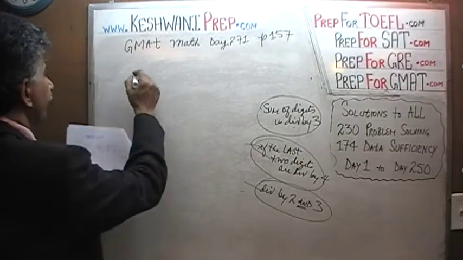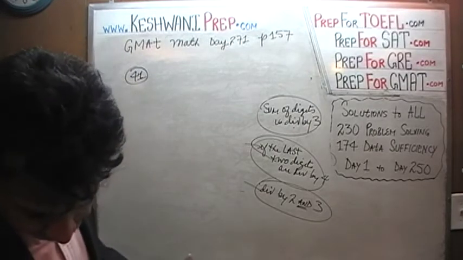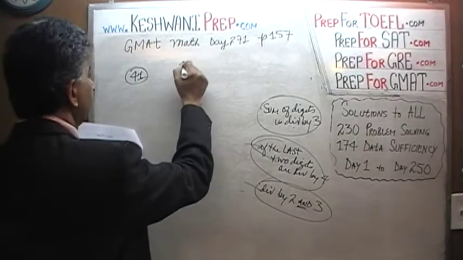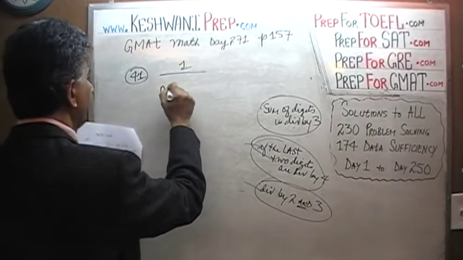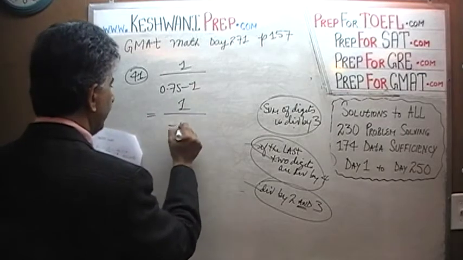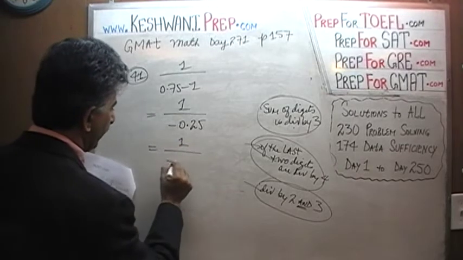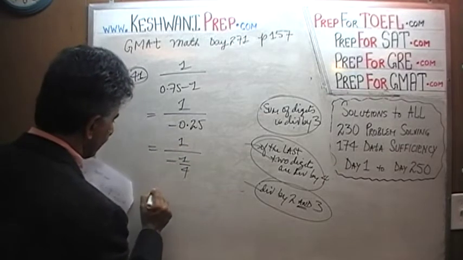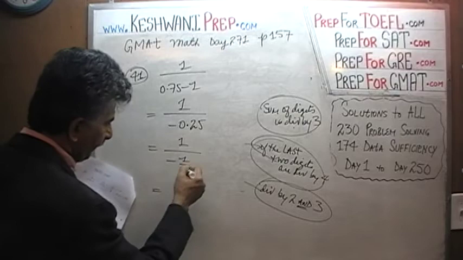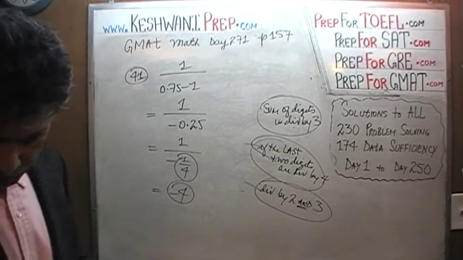Number 41. Number 41 is a very straightforward question. 1 divided by 0.75 minus 1, which is the same as 1 over negative 0.25, which is the same as 1 over negative 1 over 4, which of course is the same as, when you flip it, negative 4. Very straightforward, very simple.